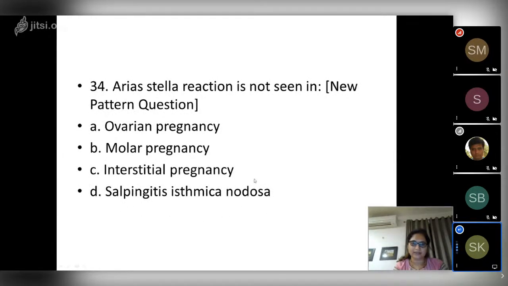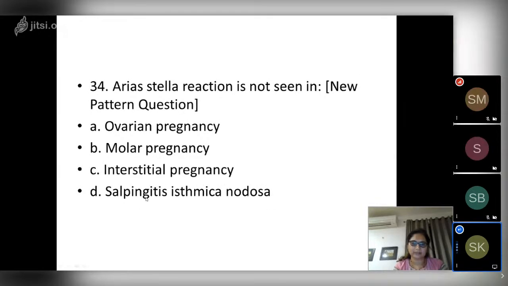What is salpingitis isthmica nodosa? Anybody? So you can remember, the name itself will tell you. Salpingitis means it is infection of the tube. Isthmica nodosa means it is probably affecting the isthmic region, and nodosa means node kind of lesions will be formed on the tube. Because of repeated infections, the tube gets blocked and node kind of things will be formed all along the tube. So that condition is called salpingitis isthmica nodosa.